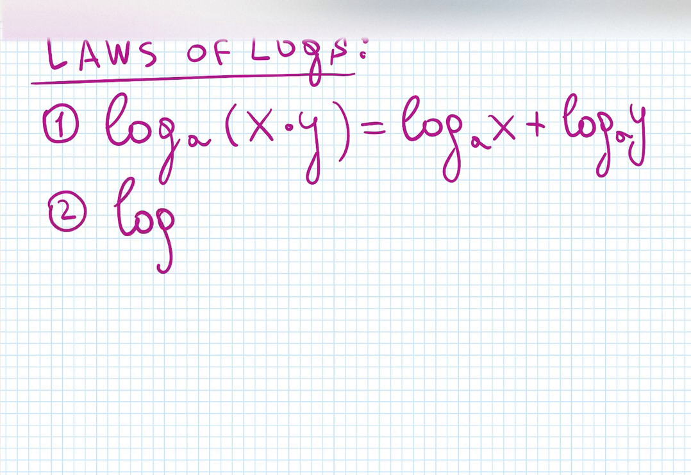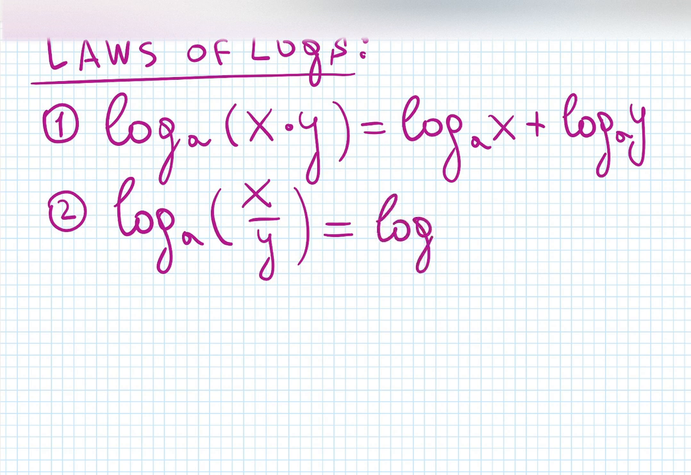Then guess what happens with the quotient? X over y. What do you think is going to happen? The quotient. Probably minus, right? So that makes sense. If you have a quotient and you don't like it, you can actually transform it into the difference if you're using logs. So a quotient gives you a difference, very interesting.